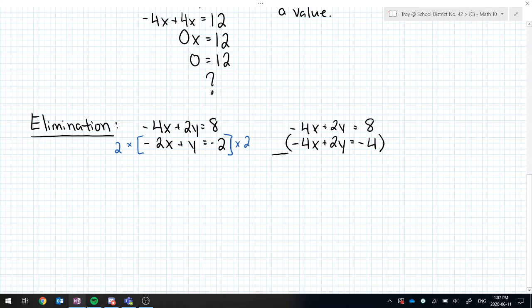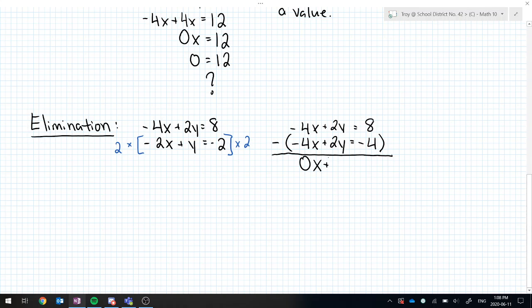And now the question is, how are we going to cancel out those x's? Do we need to add them or do we need to subtract them? Well, if it's a negative 4x and then another negative 4x, if we were to add them, that would be negative 8x. So if we want those 4x's to cancel, we're going to have to subtract these two equations. Okay, so we get negative 4x minus negative 4x. That gives us 0x. That's what we want. Those x's are going to cancel. Good.